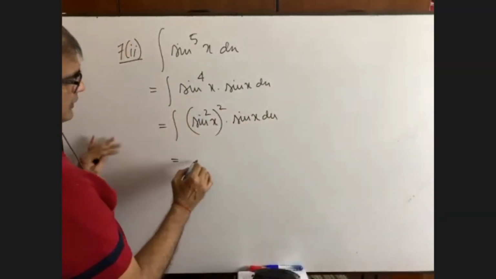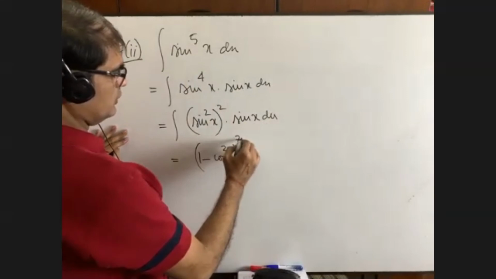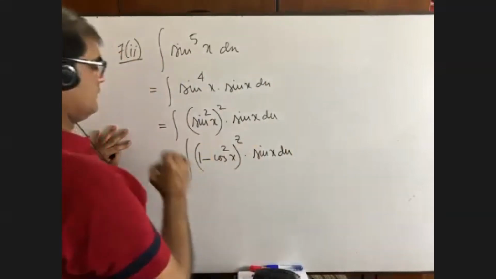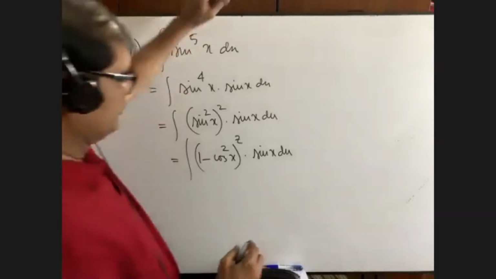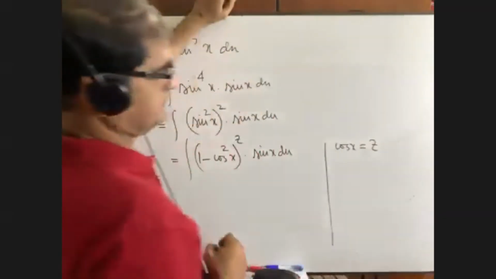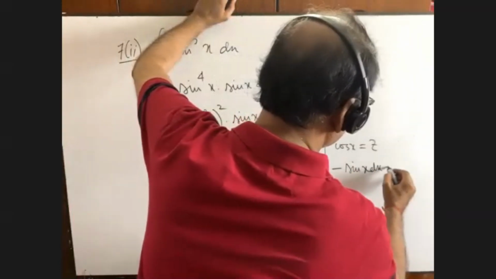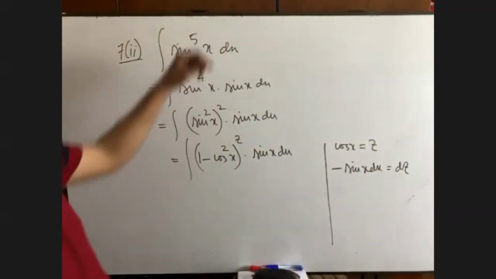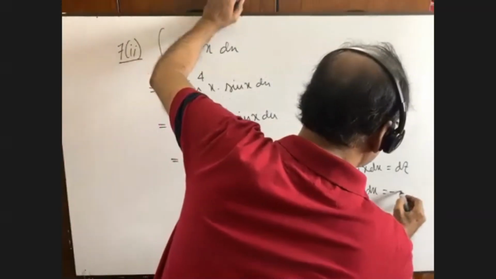Now what is sine square x? 1 minus cos square x, right? Whole square into sine x dx. Now you see cos x can be let as z. So let cos x be equal to z. So we are getting minus sine x dx equals dz, right? That is, sine x dx is equal to minus dz.